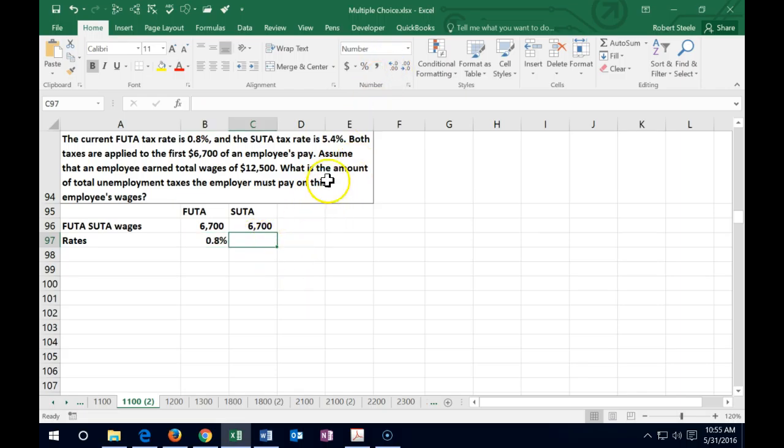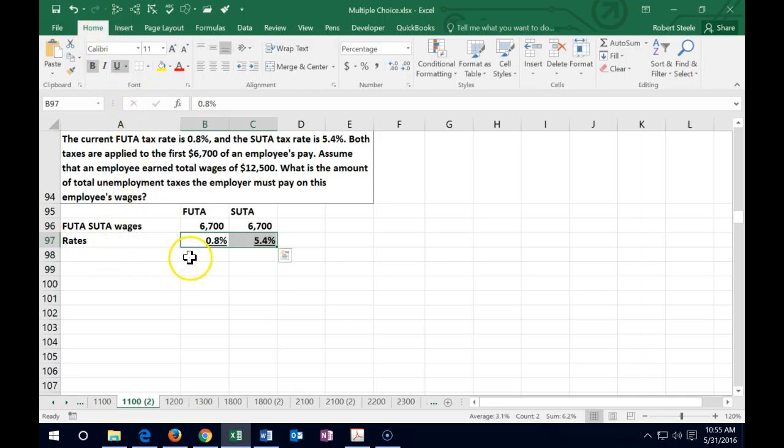So if I go to here, on the SUTA, it's 5.4. And if I go to the Home tab, Numbers, and make that percent, now I can retype it, 5.4. And then we're going to add a decimal. So there, sorry about that, 5.4. And then I'm going to underline this. Going to go to the Home tab, Font, Underline.